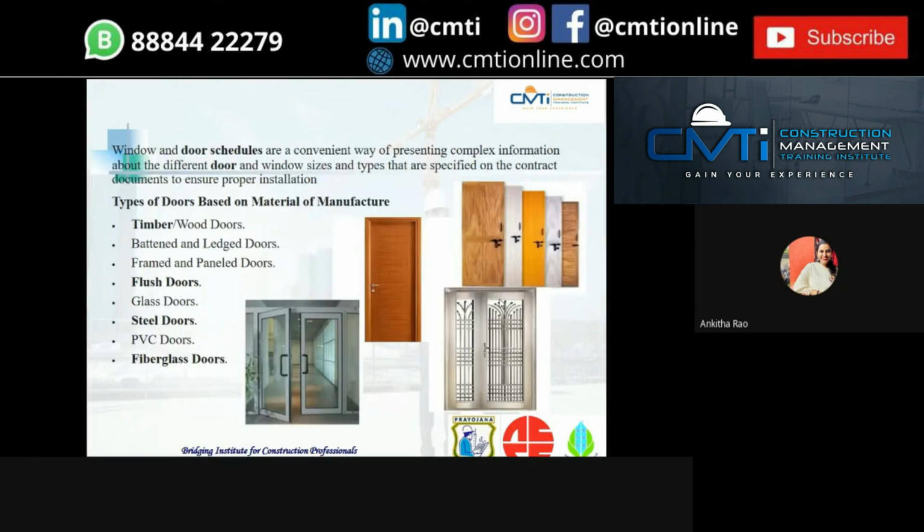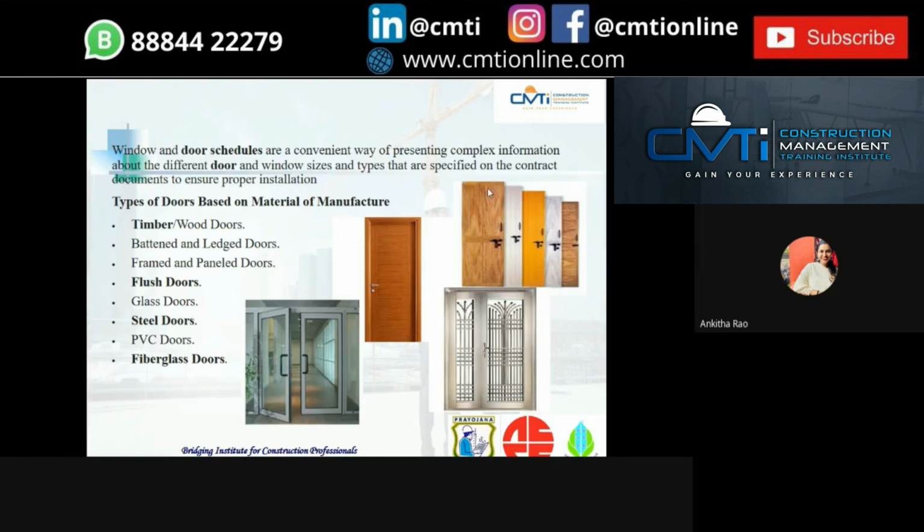And windows and door scheduling. Windows and door scheduling are a convenient way of presenting complex information about the different door and window sizes and types that are specified on the contract documents. Types of doors are timber or wood doors, batten and ledged doors, framed and panel doors, flush doors, glass doors, steel doors, PVC doors, and fiberglass doors. It can be selected on the basis of places where we use.